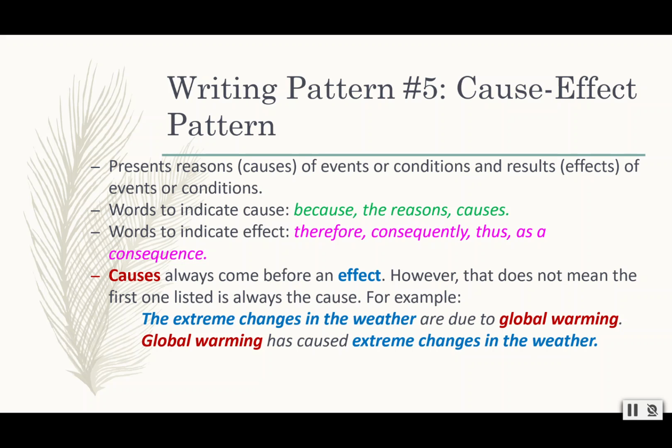So here in these two sentences, the causes are in red, and then the effect is in blue. The first example we have here, the extreme changes in the weather are due to global warming. So here our effect is the extreme changes in the weather. The cause of that is global warming. But we could reverse that, and we could also say global warming has caused extreme changes in the weather. Okay? So always remember with cause and effect, the author might put the effect before the cause.